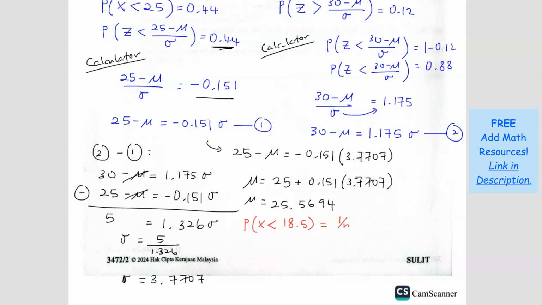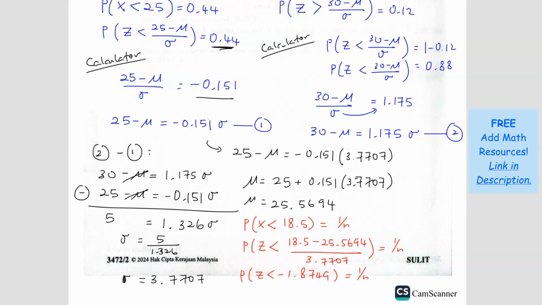Okay, so convert this to standard. It will be 18.5 minus the mean, 25.5694, over standard deviation 3.7707. Okay, so you calculate this, what you will get is P(Z less than negative 1.8749). Either you key this in your calculator to get the answer, or you can use the table. I'm going to show you using the calculator first.